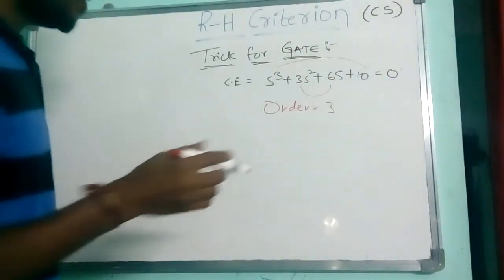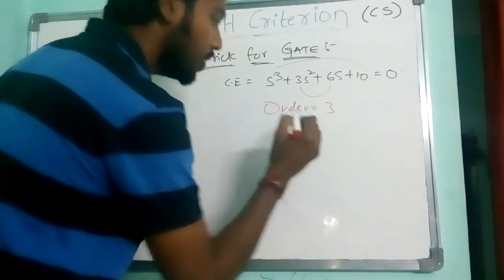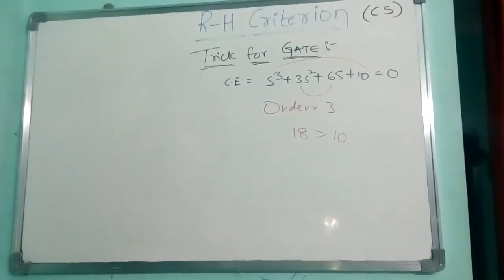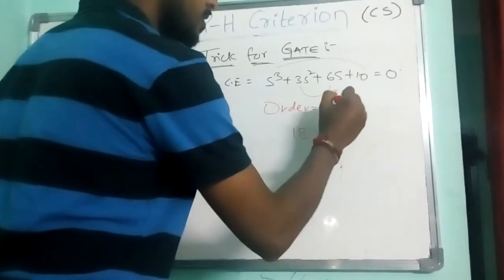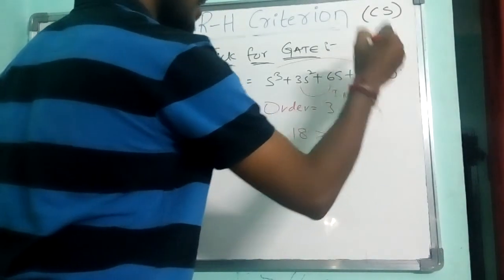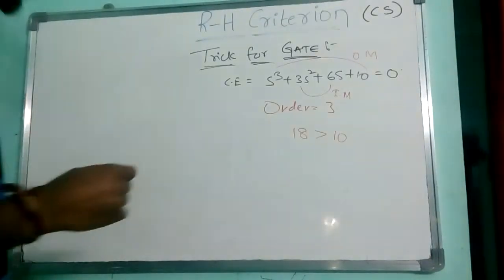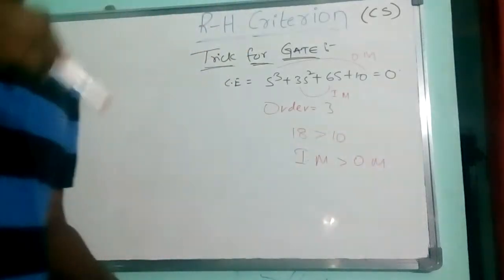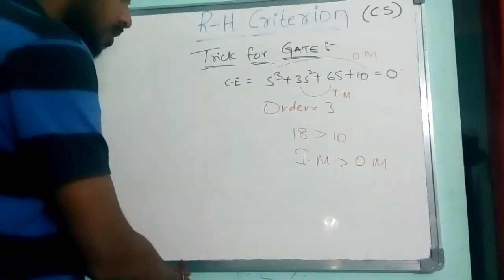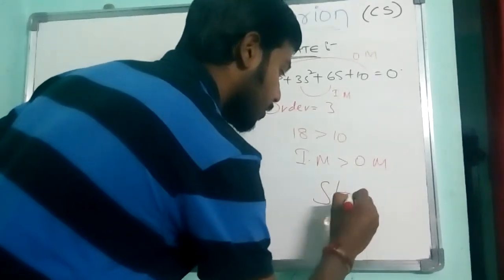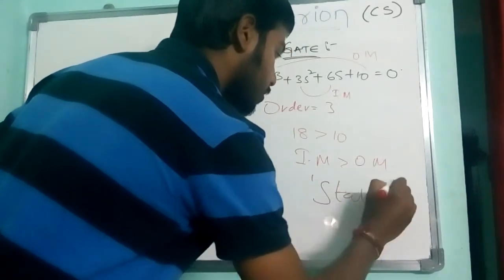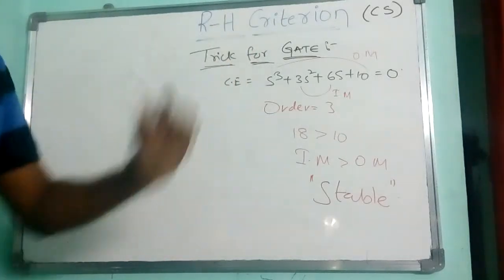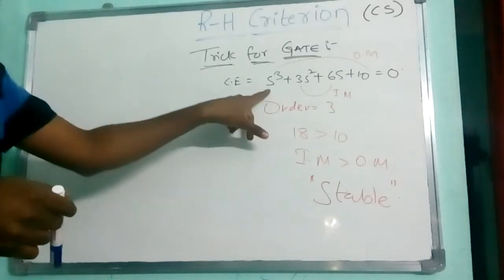The coefficients you get are: here it is 6 into 3, 18, and there it is 10 into 1, 10. 18 is greater than 10. I'll call this the inner multiplication and this the outer multiplication. Whenever the inner multiplication is greater than the outer multiplication, the system is said to be stable. If you want, you can check by applying Routh's criterion. I'll explain Routh's criterion in the next video for this same equation.